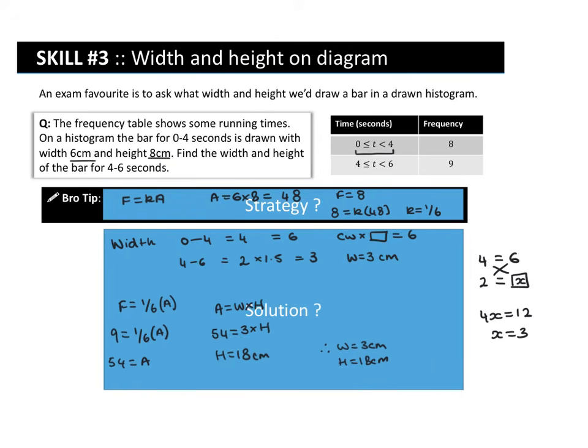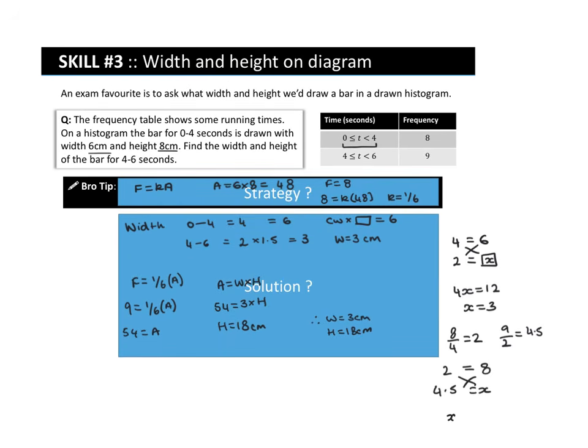Okay? And then how did you find the other one? So then the frequency density 8 over 4 equals 2, and that 2 is equal to 8, which is the height. And then for the other one, we have the difference is 2, so 9 over 2 is equal to x, which equals 4.5. So 4.5 equals x. And then cross multiply again, and x equals 18. This is because you get 2x equals 8 times 4.5, which is 36.